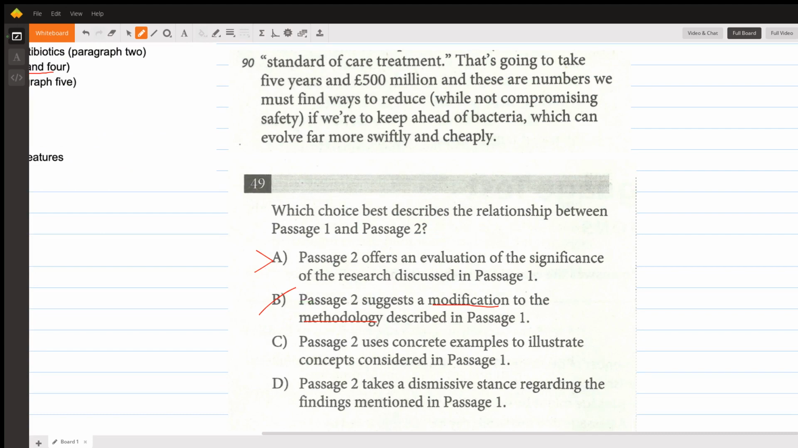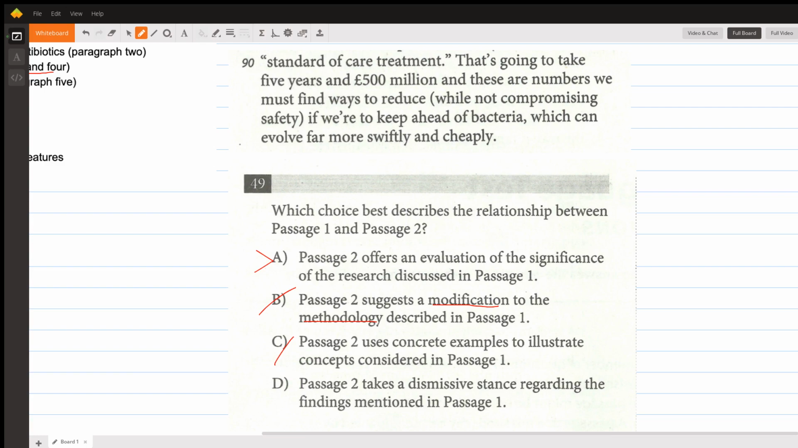C says that passage 2 uses concrete examples to illustrate concepts considered in passage 1. This we have to take a general remembrance of the text. Normally, this structure would introduce concepts and ideas, and then we dive into a specific story or anecdote or example, and that's not the structure that we have here. It's more like passage 1 gives the full outline of the experiments and says it's good, and then passage 2 takes a more skeptical approach to it. Not C. D says it takes a dismissive stance regarding the findings mentioned in passage 1.